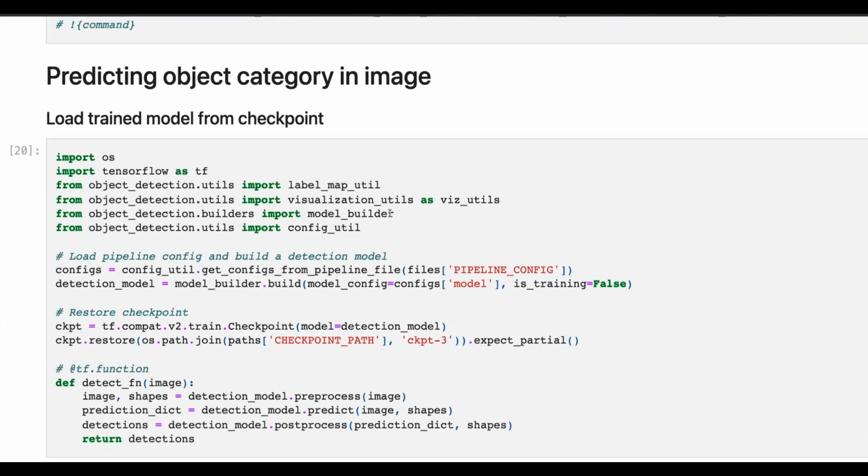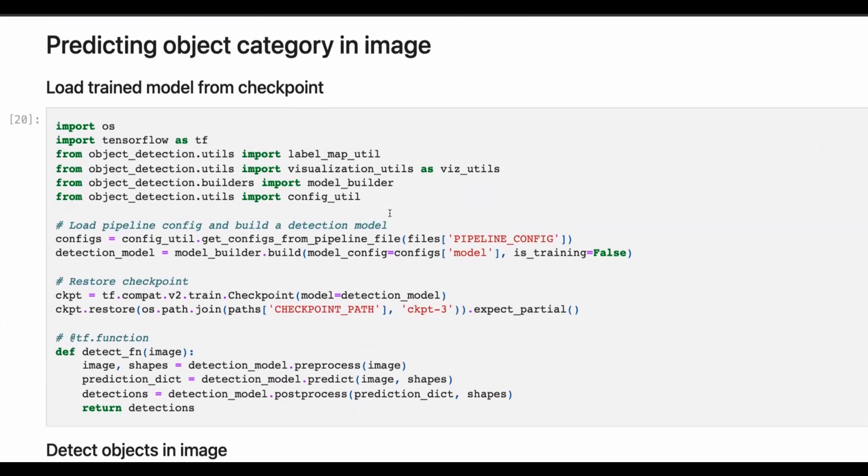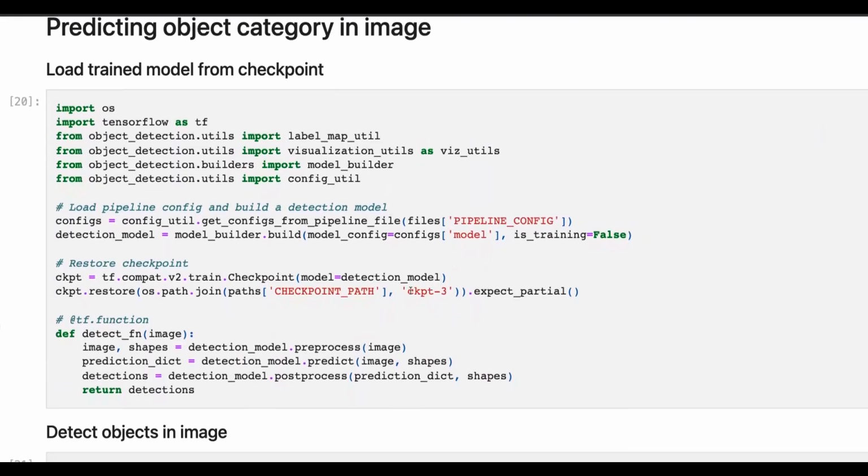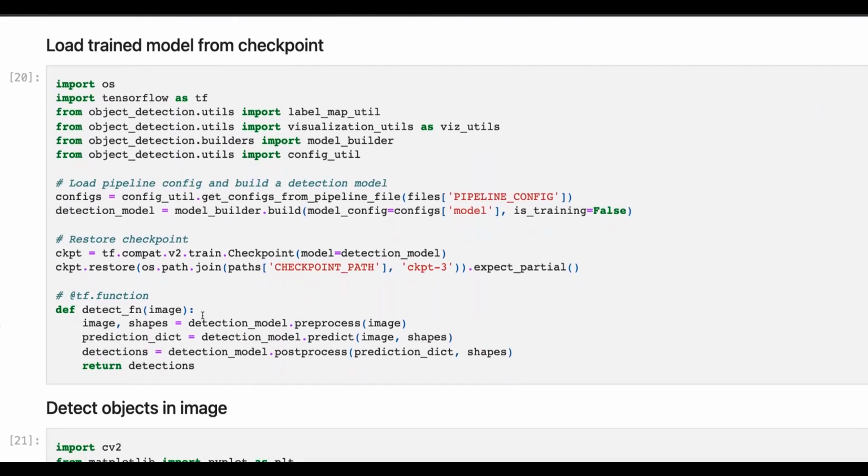Now, once we have the model ready, we can have a few checkpoints, which are the different incarnations of the model that we can use to do the prediction. In this case, I'm loading checkpoint 3, which is a snapshot of the model training process, and then using that to do the prediction. I'm also defining the detect function.